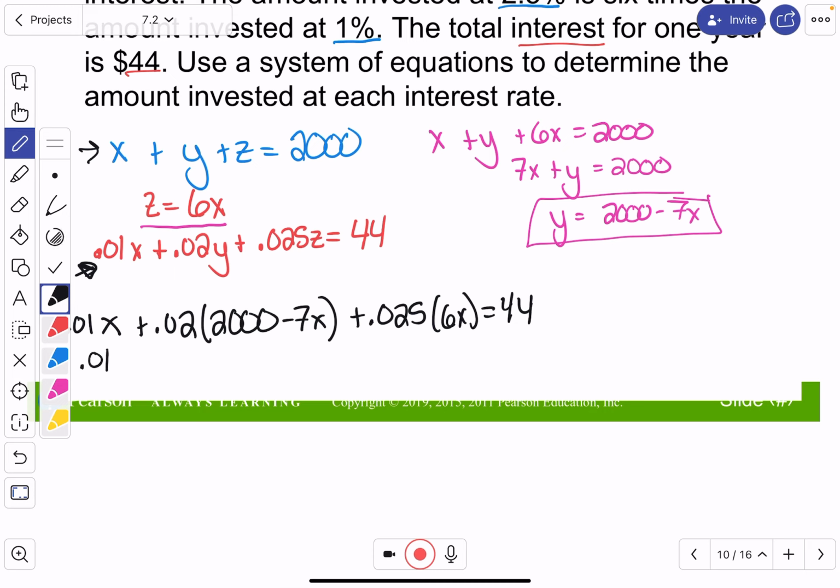So I'm going to distribute my 0.02, and I get 40 minus 0.14x. And then if I multiply this, I get 0.15x.